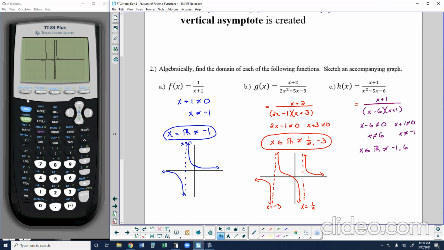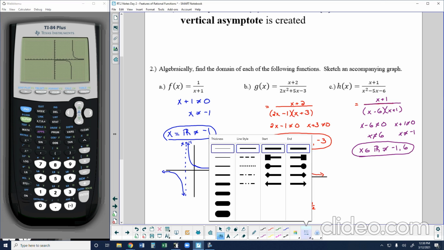Now, if we take a look at the graph here, the first graph had one asymptote. The second graph had two asymptotes. We may look at this and see that there are two restrictions on the domain, so we may assume that there's going to be two asymptotes. Let's go ahead and take a look at the graph. As I graph this function, we can actually see that there's only one asymptote. The asymptote is at x equals 6. So let's go ahead and sketch this.